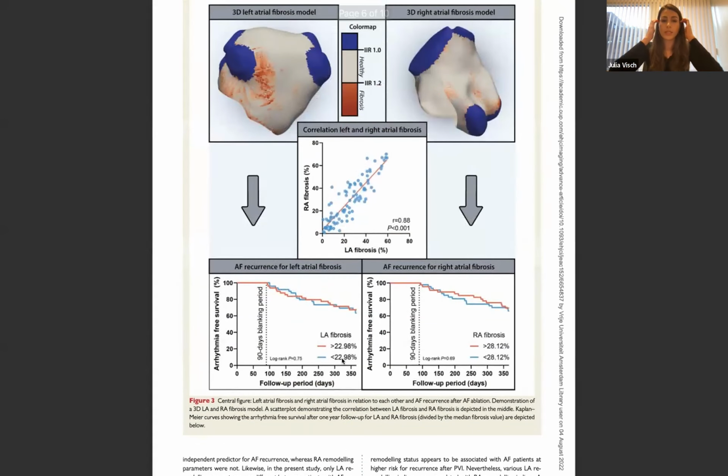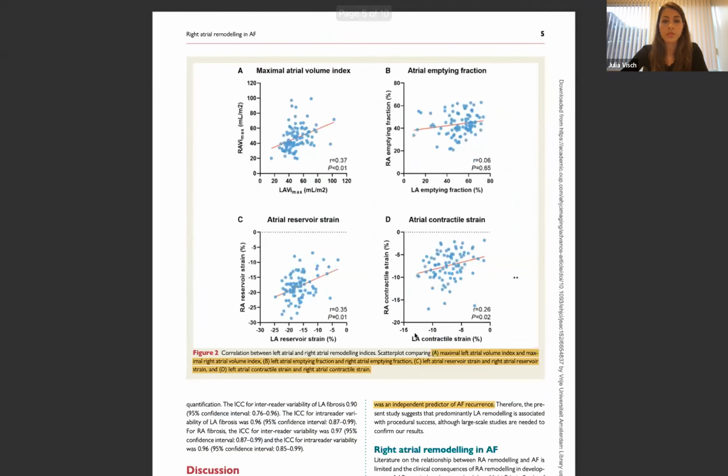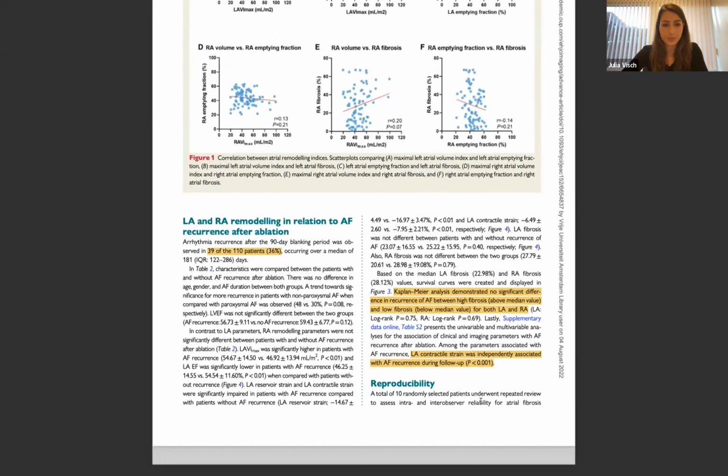What we then did was create two groups, a high fibrosis group and a low fibrosis group, based on the median. So in this figure here on the left, you see the high fibrosis group in red and the low fibrosis group in blue. They did not have any significant differences when we look at arrhythmia-free survival percentage. And the same goes for the right atrium. When we performed a multivariable regression analysis, left atrial contractile strain was independently associated with AF recurrence.